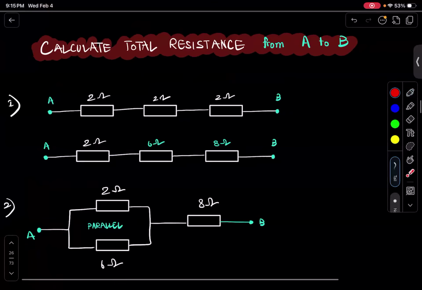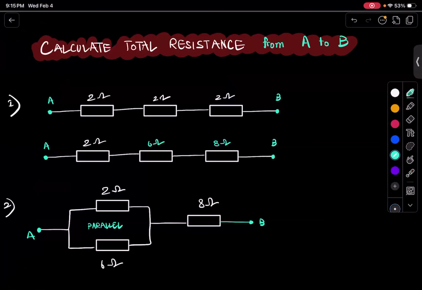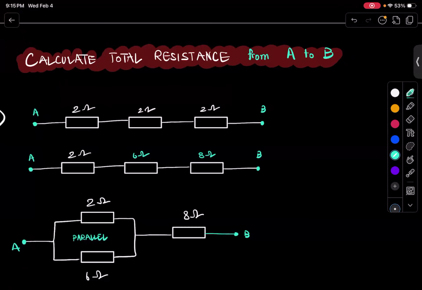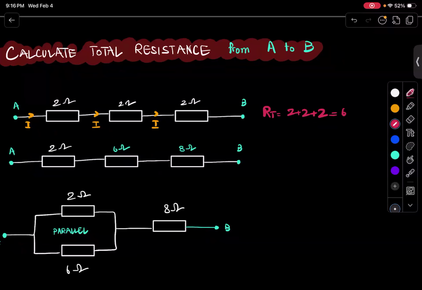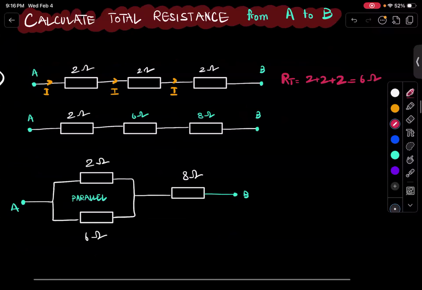So for example, how do resistances add up from A to B? Does it seem like series? Yes, it does, because the same current is flowing through 2 ohms, 2 ohms, and 2 ohms. It's series, right? The same water is flowing through the single canal. So RT is just going to be equal to 2 plus 2 plus 2, pretty basic, which is going to be 6 ohms. Great. What about the one below? It's again series, right? So RT is going to be 2 plus 6 plus 8.